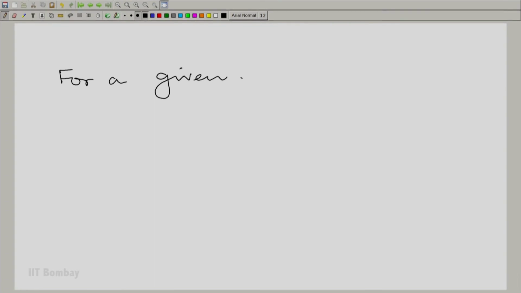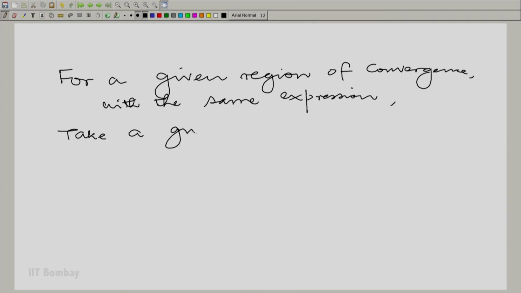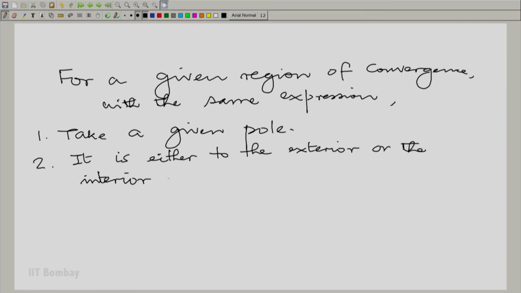Now, you also know that any particular region of convergence is such that a given pole is either to the exterior of that region of convergence or to the interior. Now, you are going the other way. You are saying, now I have fixed my region of convergence. The pole can either be to the exterior of the region of convergence or to the interior. Now, how does the situation change? So, for a given region of convergence with the same expression, take a given pole. It is either to the exterior or to the interior of the ROC.